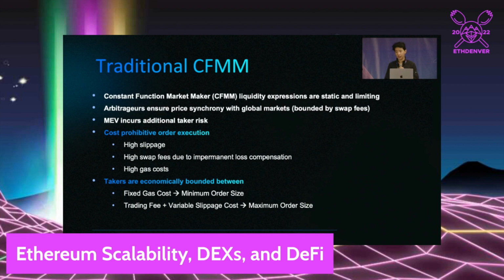The downside of this is that generally the mid price is bounded by the swap fees, which may cause a difference compared to a global mid price of 0.3% typically. And with the EVM design constraints, MEV incurs additional taker risk and sandwich attacks and so forth. So it generally creates cost prohibitive order execution for this kind of naive implementation of CFMM.